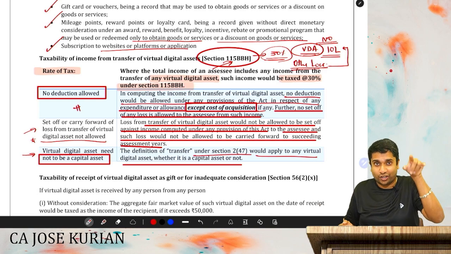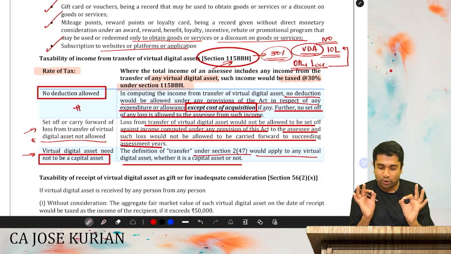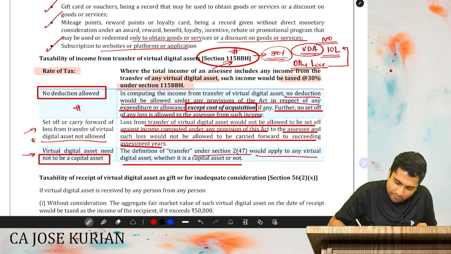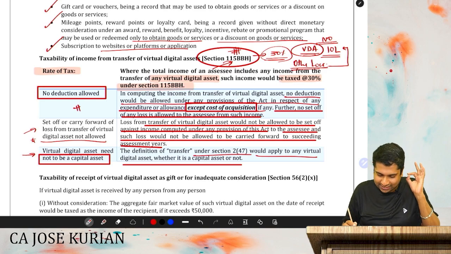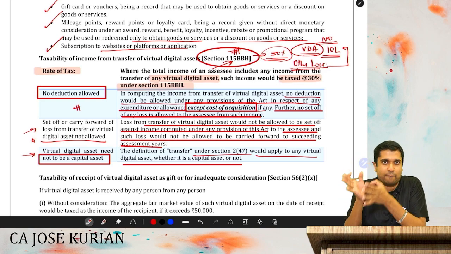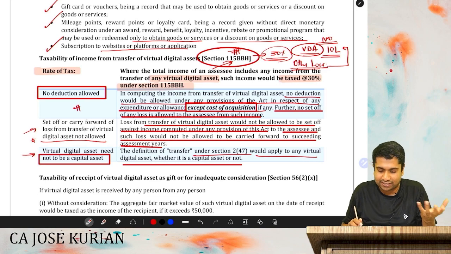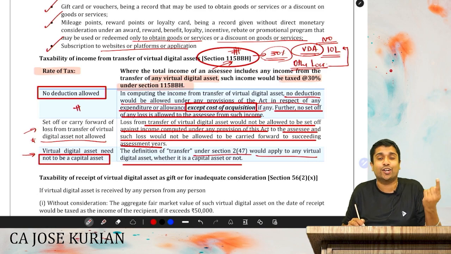Even though it is your stock in trade, you need to compute taxation on transfer of virtual digital assets under 115BBH. That simply means whether it is your capital asset or not, taxation will be under 115BBH. If it is your capital asset, then again under 115BBH, that means the 30% rate will come. You cannot claim any other expense as a reduction except its original cost of acquisition.